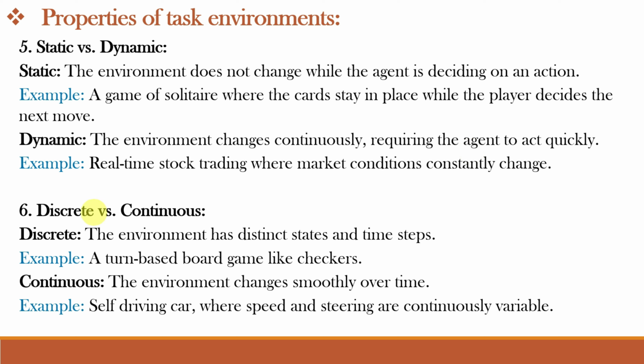Okay. Sixth property of the task environment is discrete versus continuous. As the name suggests, discrete means fixed. So the environment has distinct or fixed states and time steps, while for the continuous task environment, the environment changes smoothly over time. The example of discrete task environment is a turn-based board game like checkers. Okay, it is having some fixed states. While the example of continuous task environment is a self-driving car, where speed and steering are continuously variable.